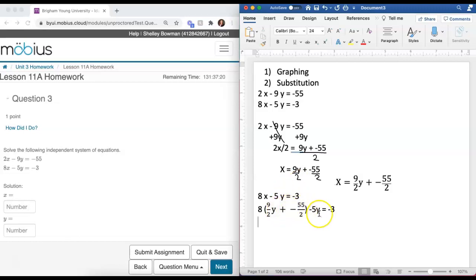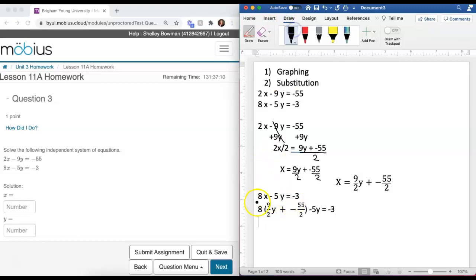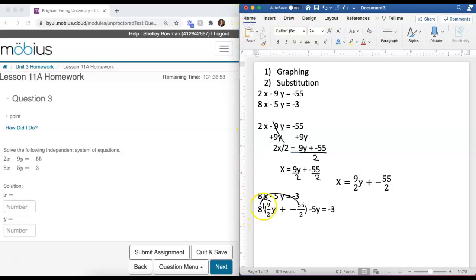All right, okay, so now that I have to this point, I only have one equation and one unknown, which means I can solve this. For the left-hand side, I need to do the distributive property, which means that 8, and I'm just a visual person, so I'm going to draw that in there. With the distributive property, you need to multiply it to every single term. So I'm going to do 8 times 9 halves y, and 8 times 55 over 2.